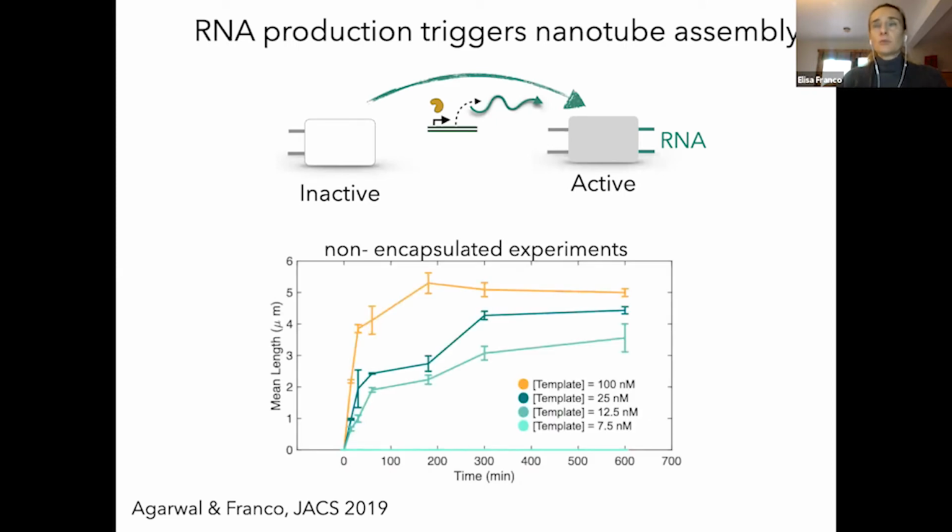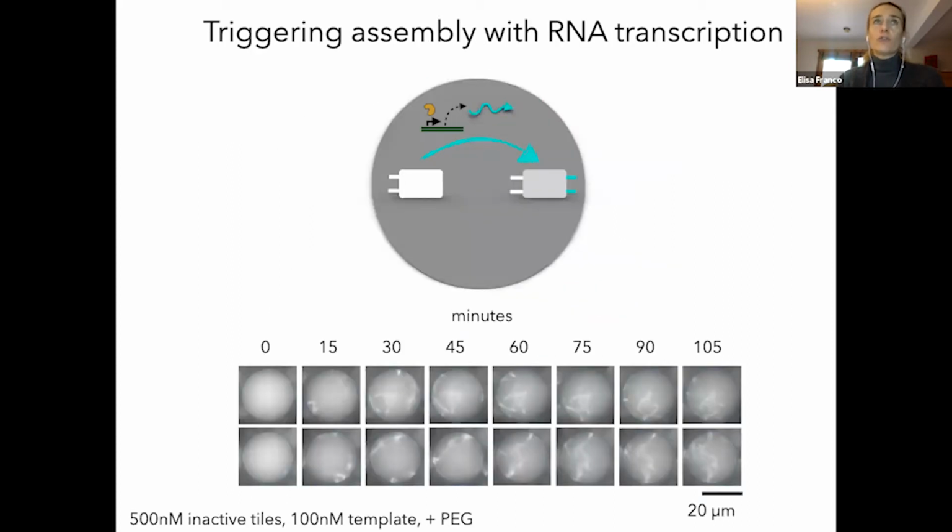And so these are non-encapsulated experiments where we only varied the concentration of gene. And of course, here we call it template because it's not really a gene. It's just a short linear sequence of DNA that transcribes an RNA species. So as that species increases, you get faster assembly, faster formation of nanotubes. Now, if you do this inside droplets, you obtain a similar behavior. So this is an example image of how initially you have no nanotubes, but as transcription kicks in, they form.